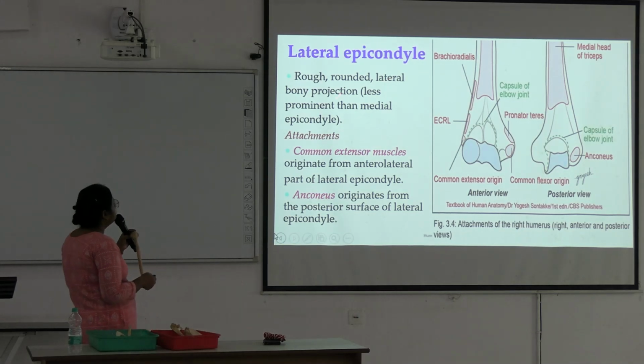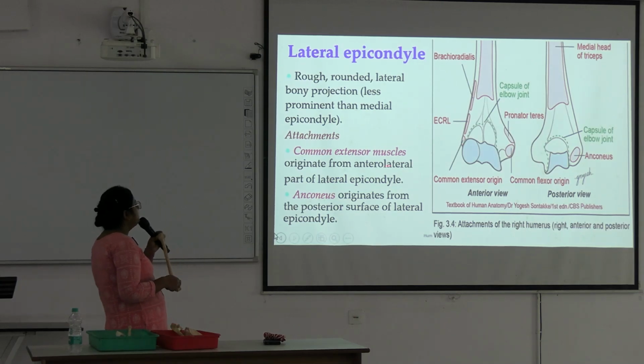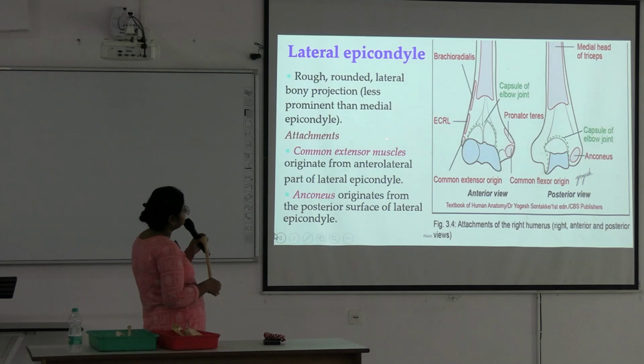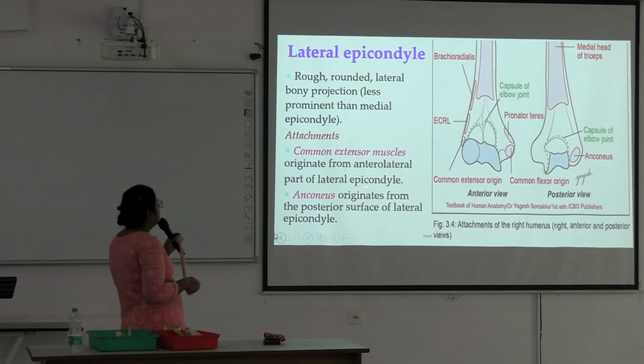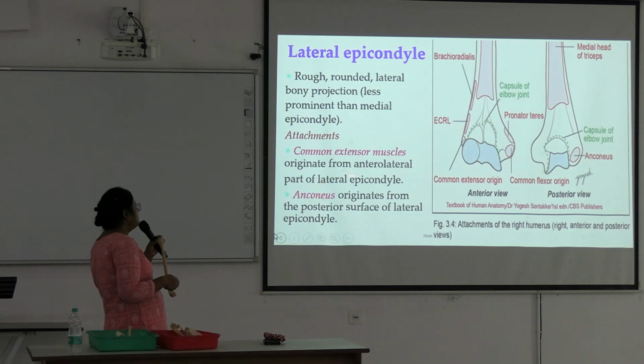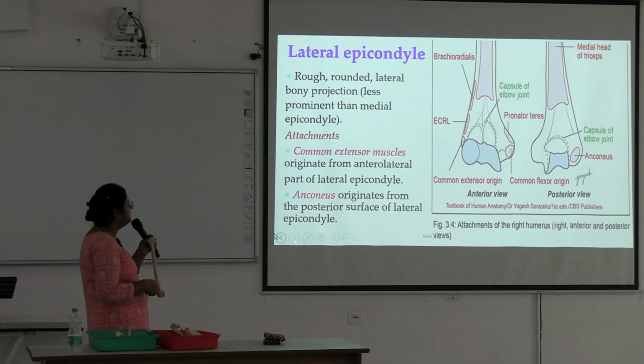It is a rough, rounded, lateral bony projection, less prominent than the medial epicondyle. These are the attachments, common extensor muscles. Here you can see common extensor origin. Originate from anterolateral part of the lateral epicondyle. And anconeus originates from the posterior surface of lateral epicondyle.